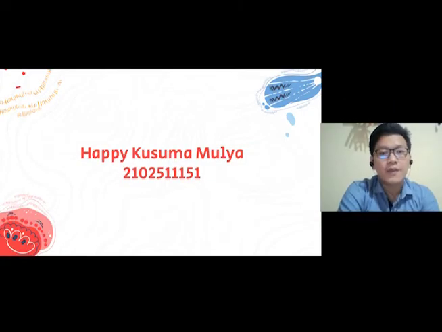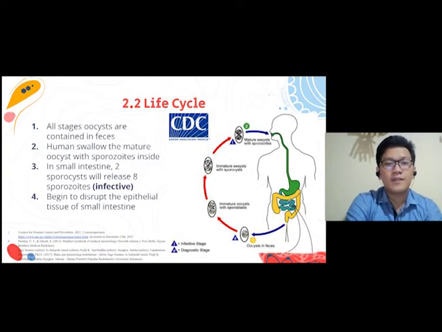Let me introduce myself. My name is Mulya with last three-digit number 151. Here I would like to present the life cycle of Isospora belli. The life cycle of Isospora belli starts when humans swallow food and water that is contaminated with stool, which contains the sporulated oocyst.